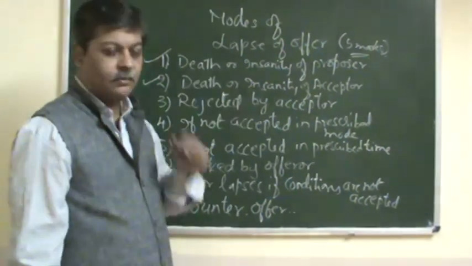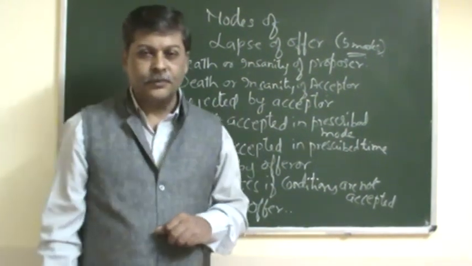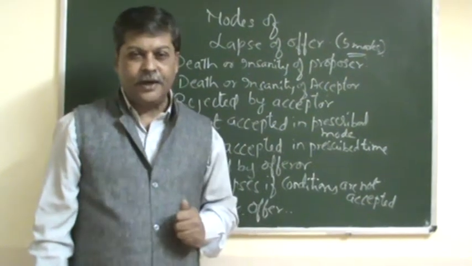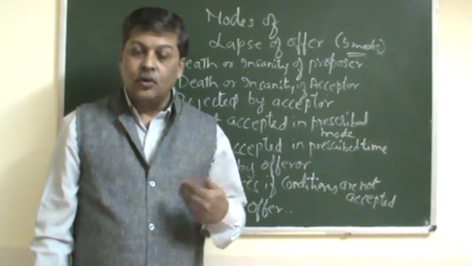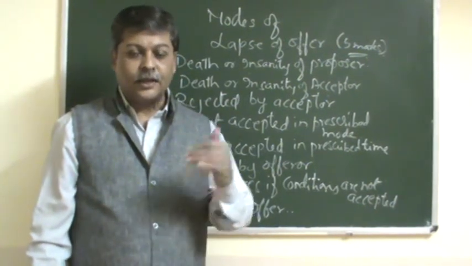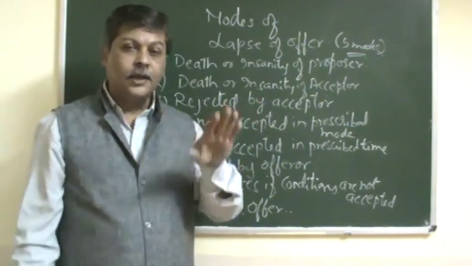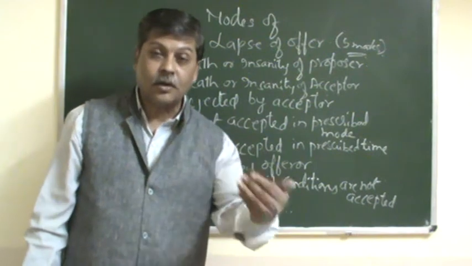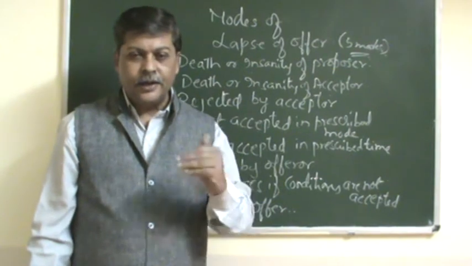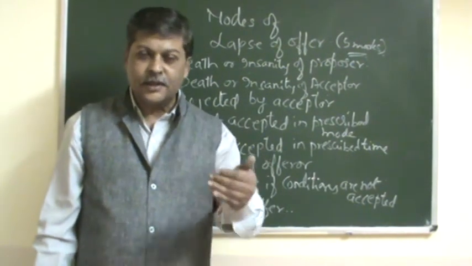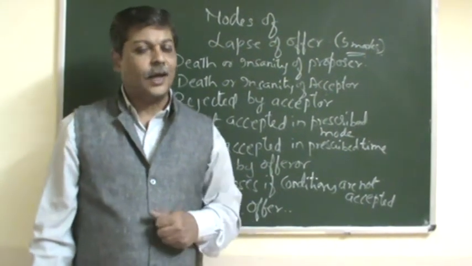Then, rejection by the acceptor. The offer has been made, the proposal has been made to a person, and that person rejects the proposal. So the acceptor rejects it. Why is an offer made? It is made to another person to get his consent or acceptance. If that person rejects it, the offer lapses.